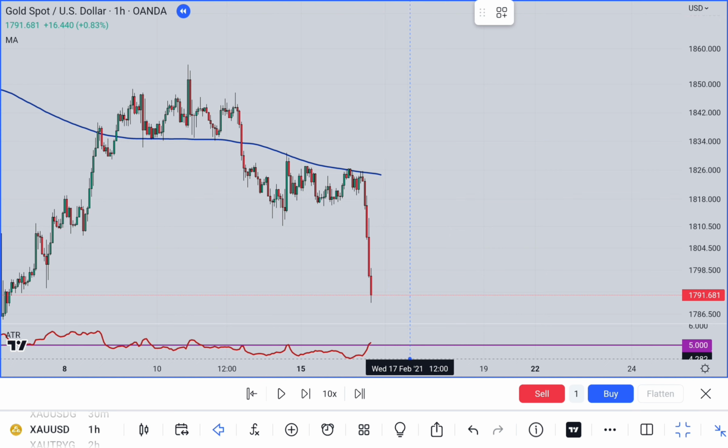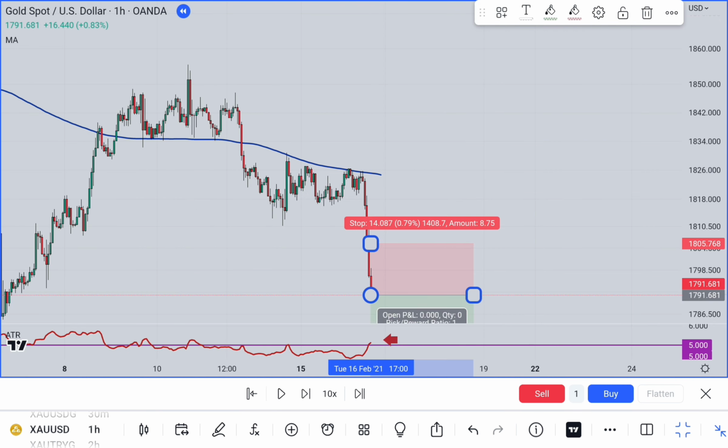Yes, the conditions have been met one bar later. We can enter the trade. Patience is the key to success.